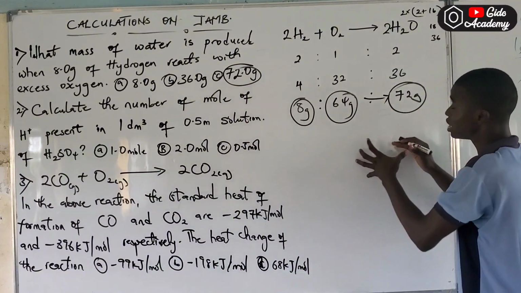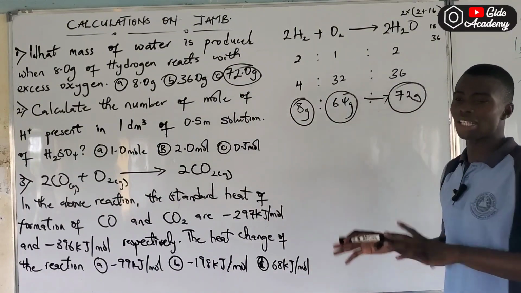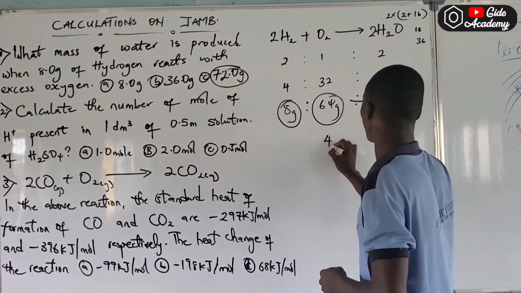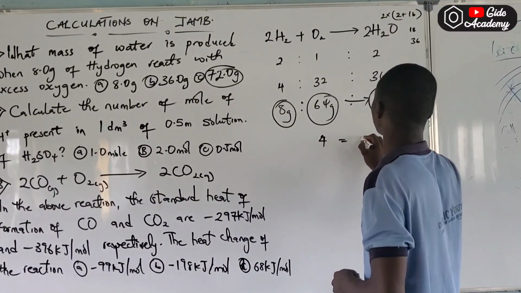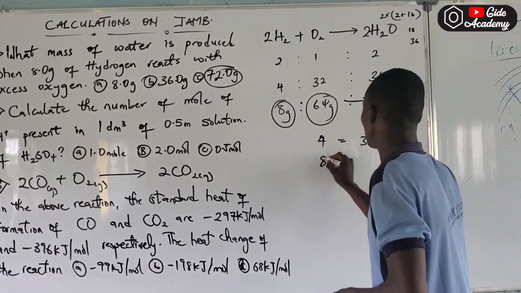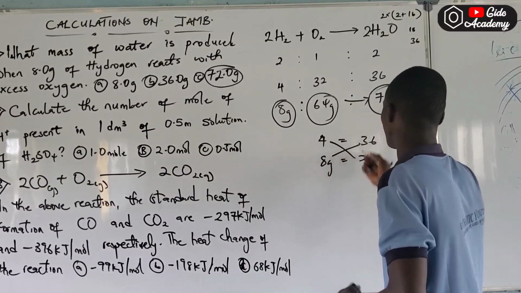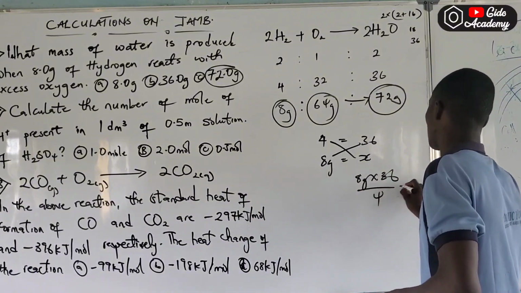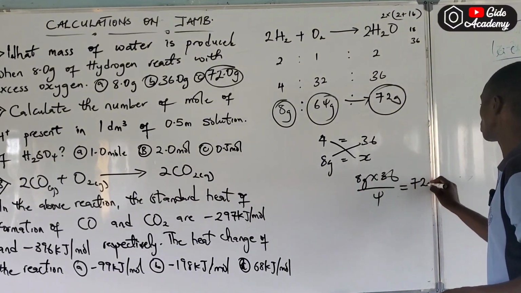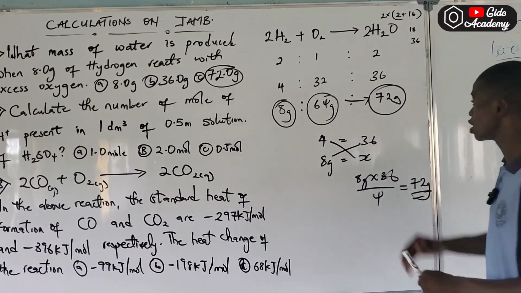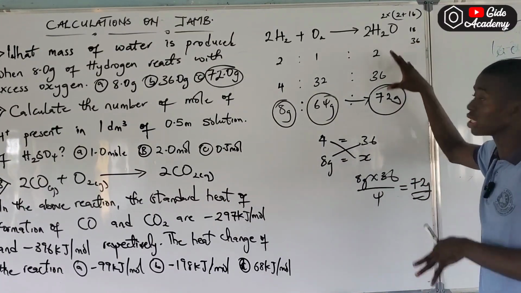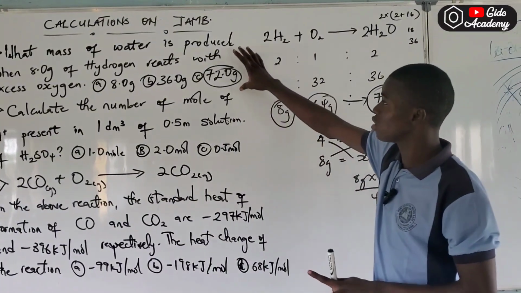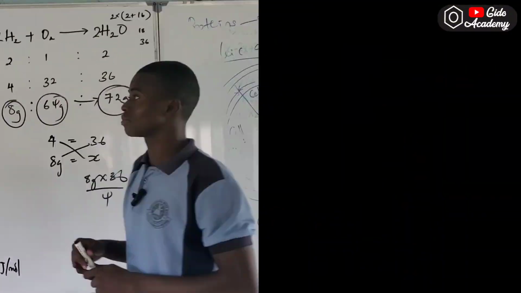So that is the easiest. This is just a shortcut for you to get this. I believe there are other methods you can use, whereby you can just say 4 is equal to 36, then 8 gram is equal to X. So it's just for you to cross multiply. Then you have 8 gram times 36 divided by 4. At the end, you are going to have 72 gram. So you can either go with this method or that method, but I believe that this method is simpler compared to this. This is how you can tackle any question you see on your JAMB relating to this.